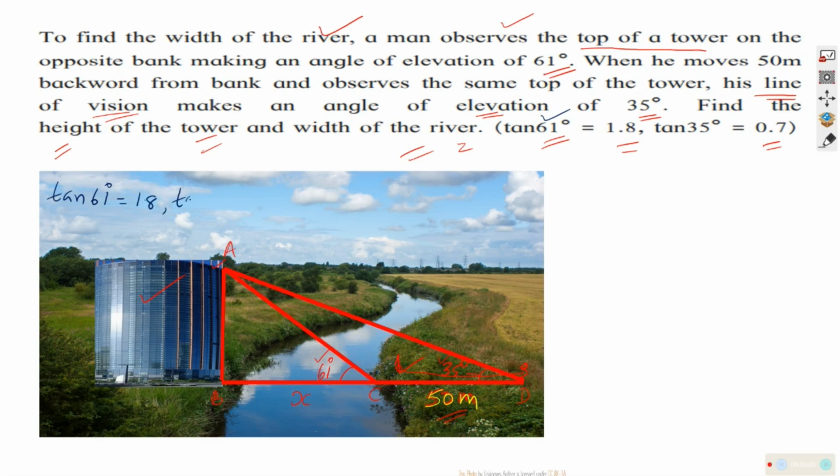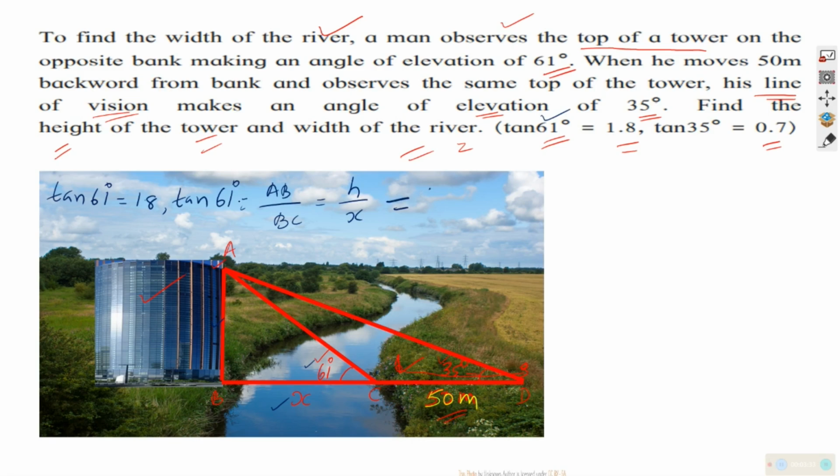If you take tan 61 degrees in our case, it is equal to the opposite side, which is AB, upon BC. We don't know both, but AB is the height, BC is x, the width of the river. This all you will write. Let x be the width of the river. We have marked it here, in the water. This is one equation that we are getting.